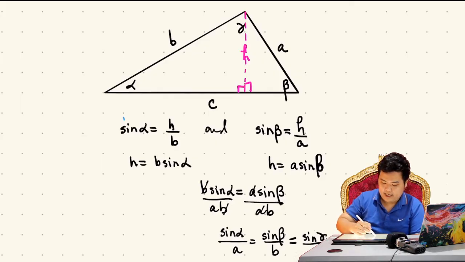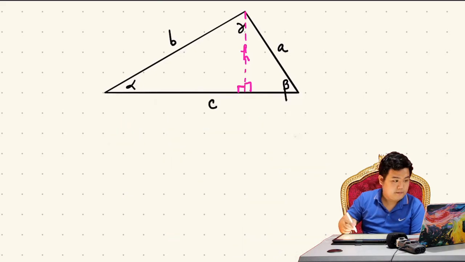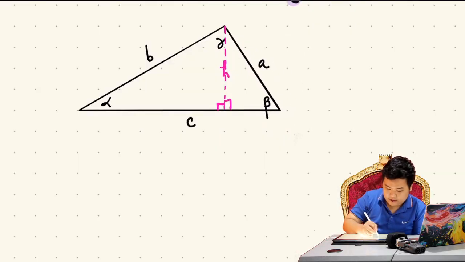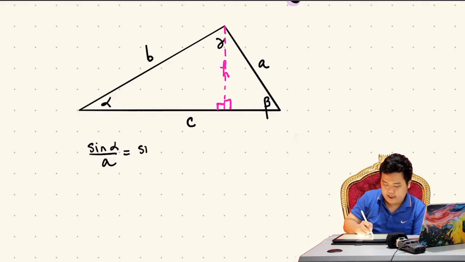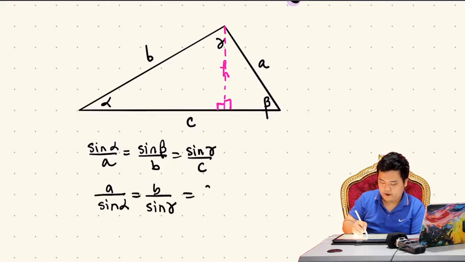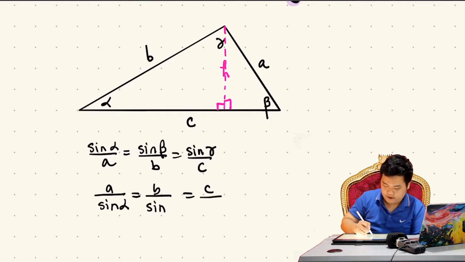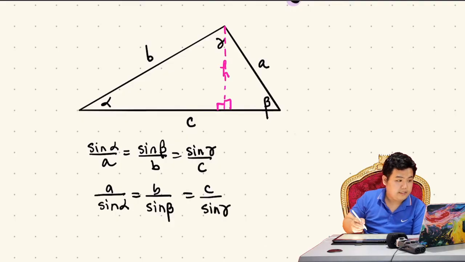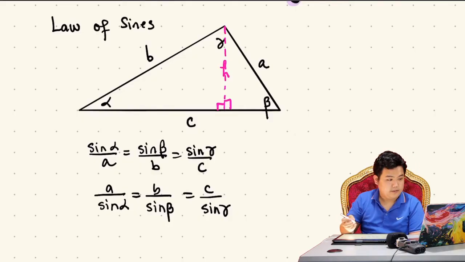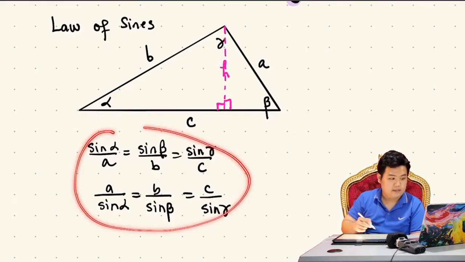Okay? So, let us summarize. Given this configuration ng triangle, sin alpha over A is sin beta over B is sin gamma over C. Or pwede mo naman kunin yung reciprocal ng lahat. So, A over sin alpha equal to B over sin beta equal to C over sin gamma. So, ito na yung tinatawag nating law of sines o sine law. Pareha lang ito ng sinasabi.